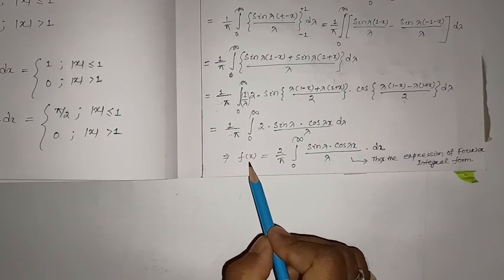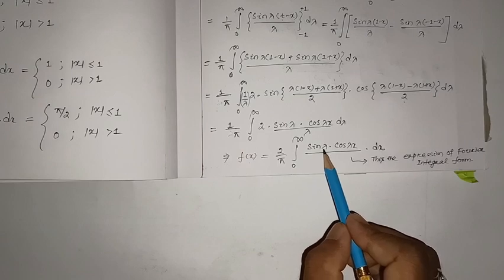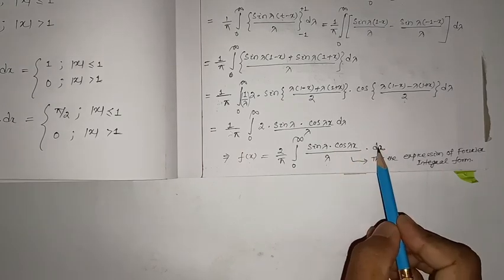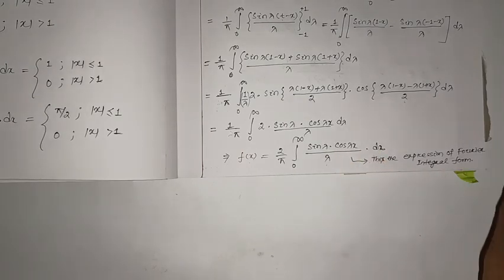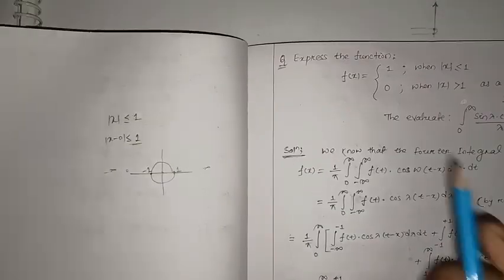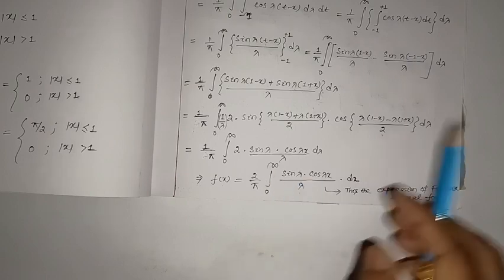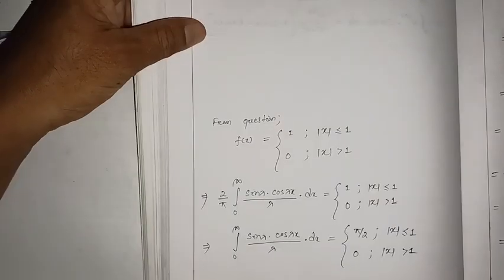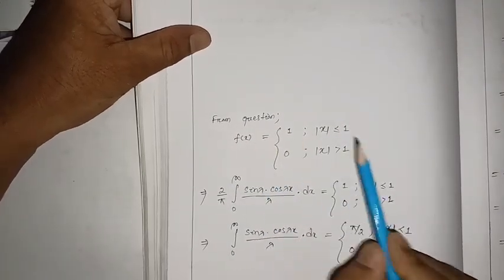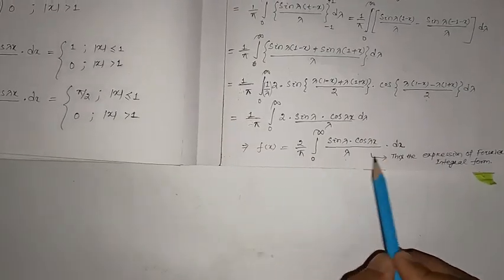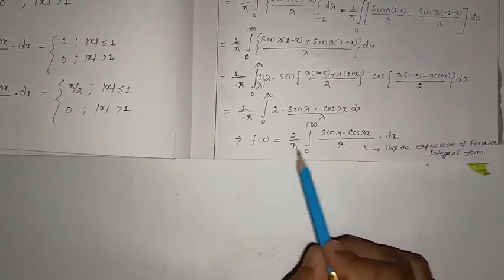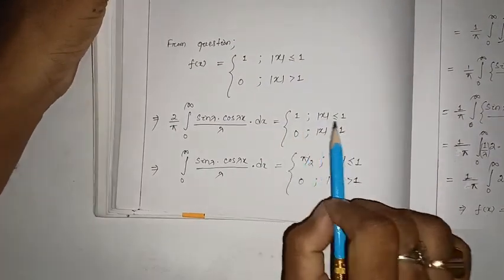That implies f of x we found 2 by pi sine lambda into cos lambda x by lambda into d lambda. This is the expression of the Fourier integral form of the given function. Right, now we are going to find out how much this value will be. As per the question, it has been given that f of x equals this one. So f of x in the Fourier integral form, we found this one. So obviously this value will be equal to this much.